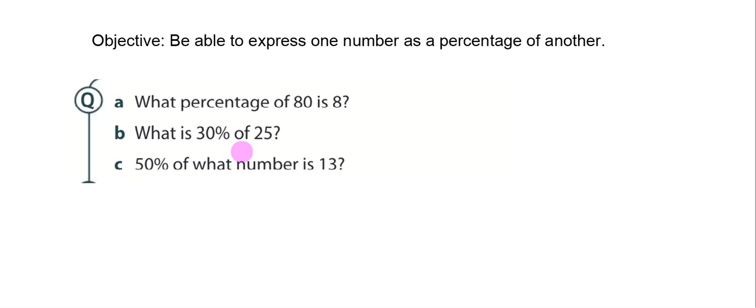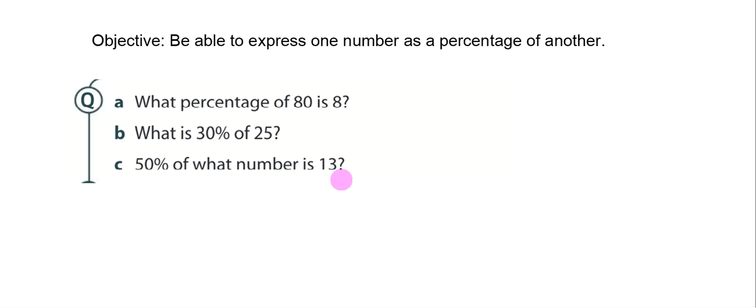For the second question, we're asking something slightly different. We're saying 30% of 25 is like saying the answer to the percentage of 80 is 8. It's the same thing, but asking for a different part of the answer. Does that make sense? Am I being clear? Third, you know the percentage and you know the answer. You try and work out what the total amount is.